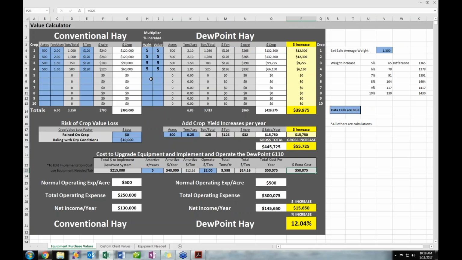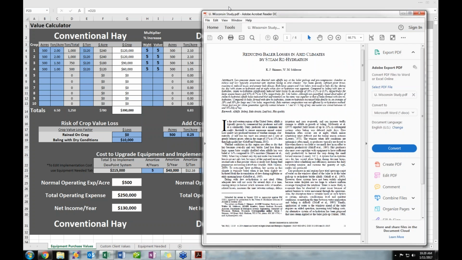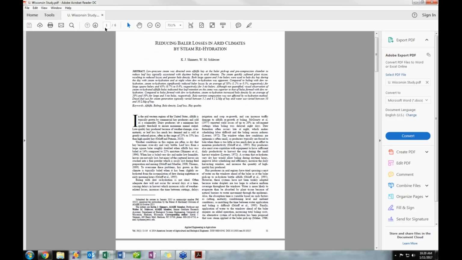The steamer is capable of increasing your average bale weight simply because we're holding on to more leaf. We're putting more leaf in the bale. And one of the best ways to emphasize that to a potential customer is to mention the University of Wisconsin leaf loss study that we did almost 20 years ago now, when we preliminarily were looking at the idea of steam on hay. I'm going to pull that up and show you real quick what the conclusions of that study were.